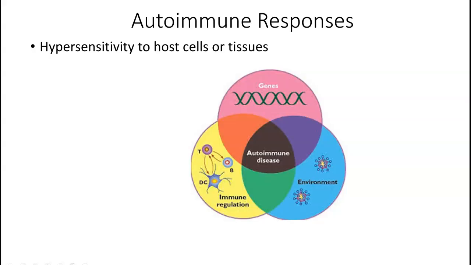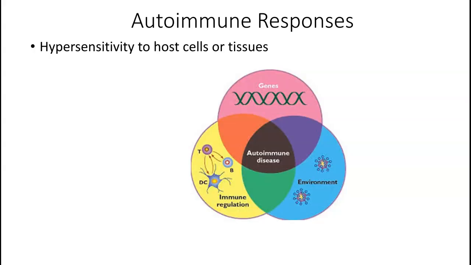Another thing that we talked about were autoimmune diseases. This is when we have hypersensitivity to our own cells and tissues. Now, there's a lot of reasons why we're seeing more autoimmune diseases. Some people think that maybe it has to do with epigenetics.